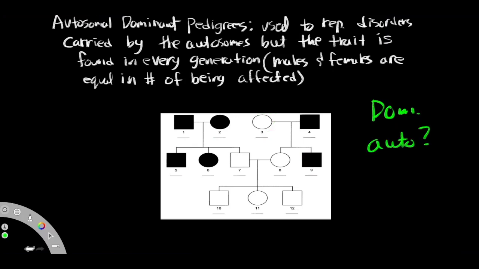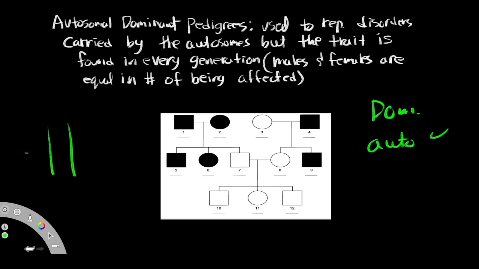How about the next checklist to double check? All affected fathers have affected daughters. Oh, no, that's not the case over here. So it's leaning even closer to autosomal. And all affected fathers have no affected sons. Oh, that's obviously not true. Same thing over here. So this is definitely autosomal.